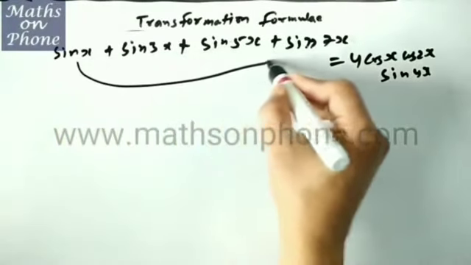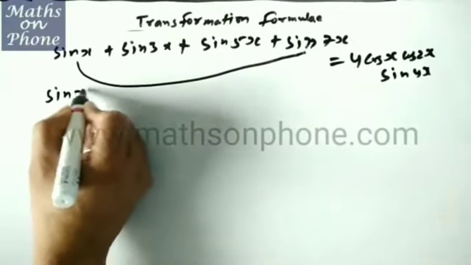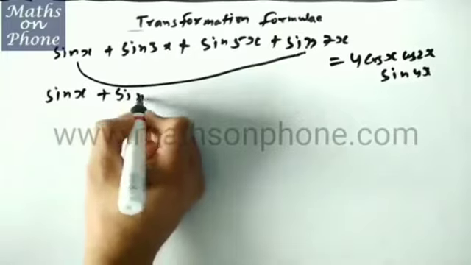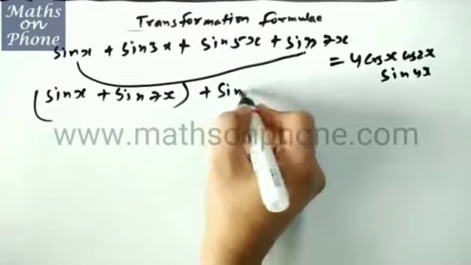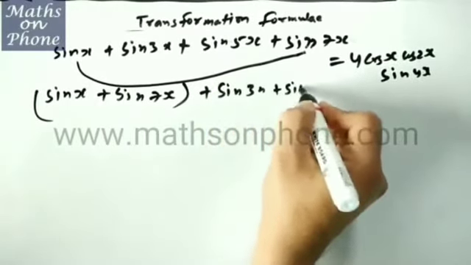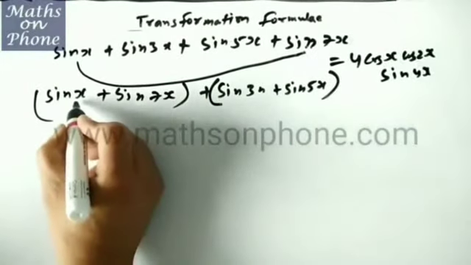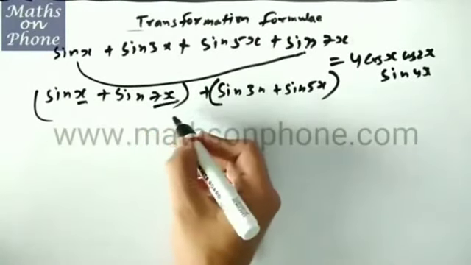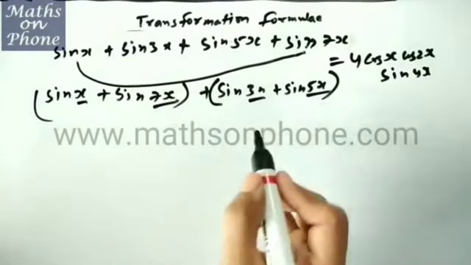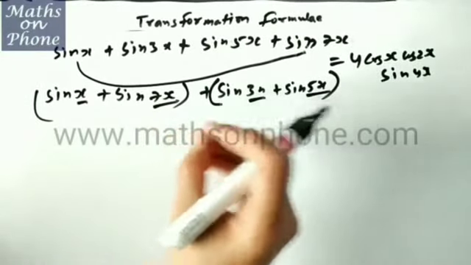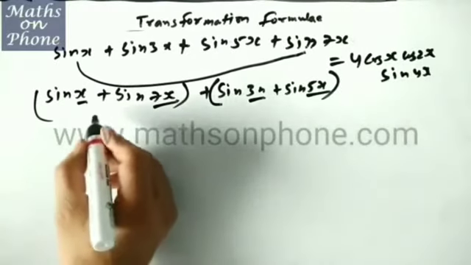If I am combining sin x with sin 7x, that means I am writing sin x plus sin 7x together, and sin 3x and sin 5x together, I am getting a pattern. What pattern am I getting? We know that x and 7x give us 8x, 3x and 5x also give us 8x. So in this way you make pairs. You go for proper selection so that things will become easier.